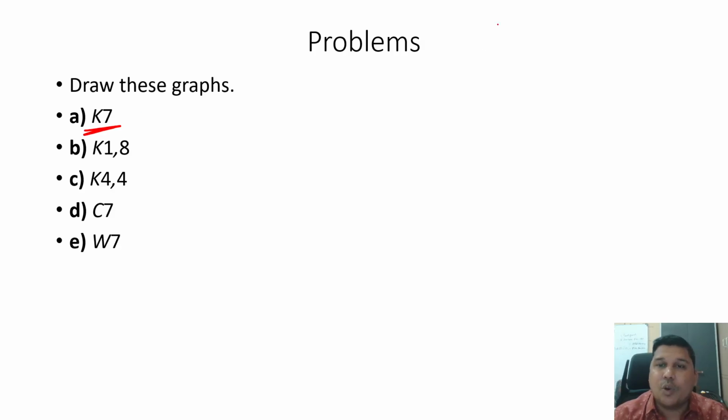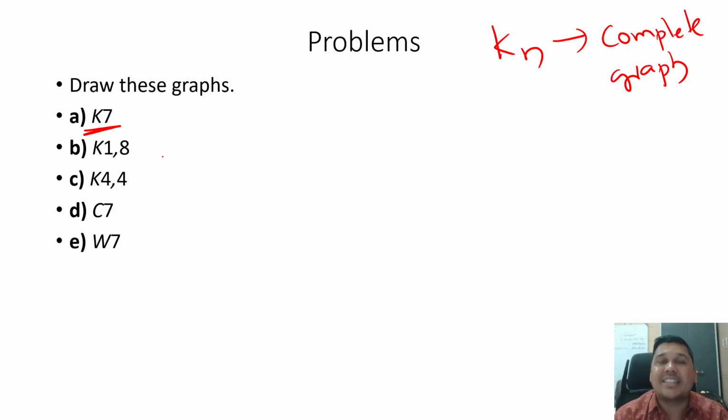Draw K7. What is this Kn? Kn means complete graph. So I am asking you to draw K7. What is the meaning of a complete graph? If I have n vertices, then from each vertex in that graph, there should be a path to all the other vertices. So K7, how do I draw?